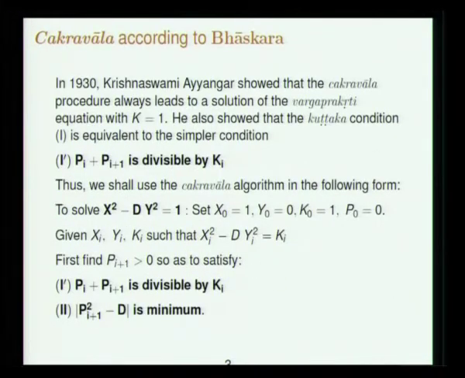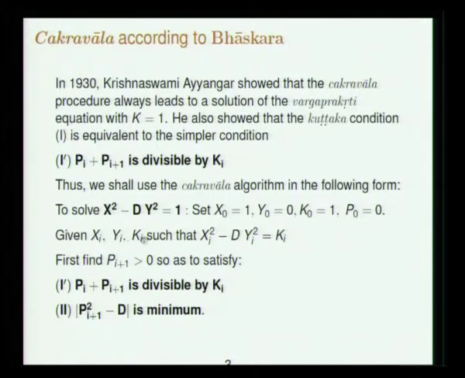As I said, the Kuttaka condition which was there in the Chakravala method was replaced by the simpler condition that p i plus 1 is divisible by k i, by Krishnaswamy Iyengar, and so the Chakravala algorithm that we are using will be in this form. To solve x squared minus d y squared is equal to 1, remember, d is a non-square integer and you want to find x and y in integers. So you start with initial values, x naught is equal to 1, y naught is equal to 0, k naught is equal to 1, p naught is equal to 0.